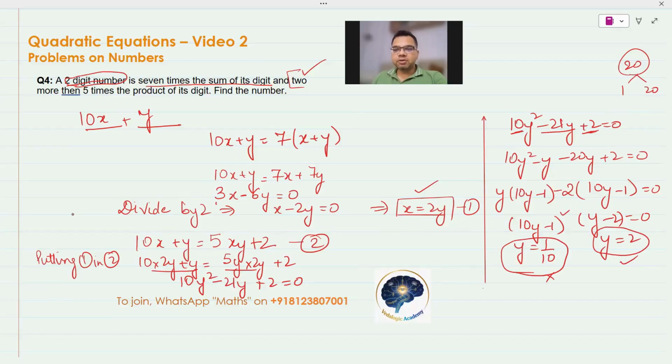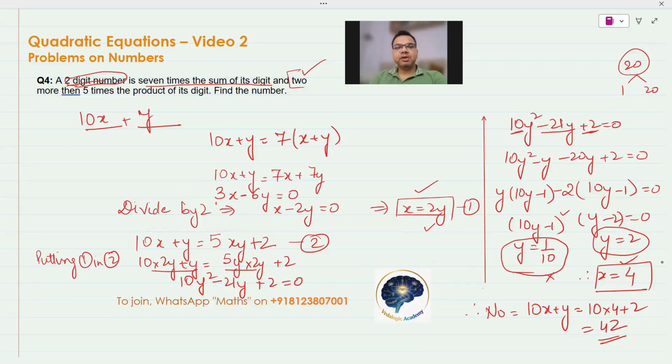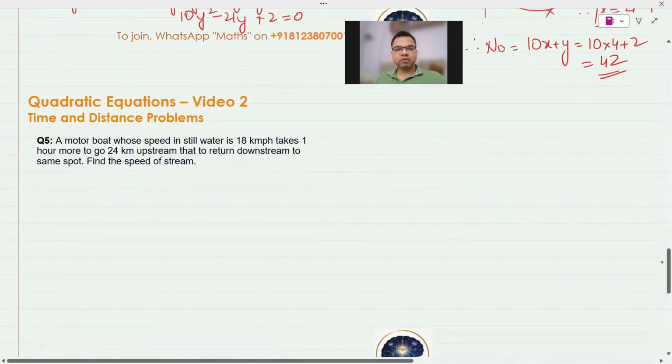Now since y equals to 2, therefore x becomes, x is 2y, right? So it becomes 2 into 2 is 4. So x becomes 4. And therefore the number is 10x plus y. So that means 10 into 4 plus 2, that is 42. Hope it is clear. So based upon the question, we created two equations and we substituted them in such a way that we are able to find a single equation with a single variable, and then we are able to solve this. Okay, I hope it's clear. I'll move to the next one.